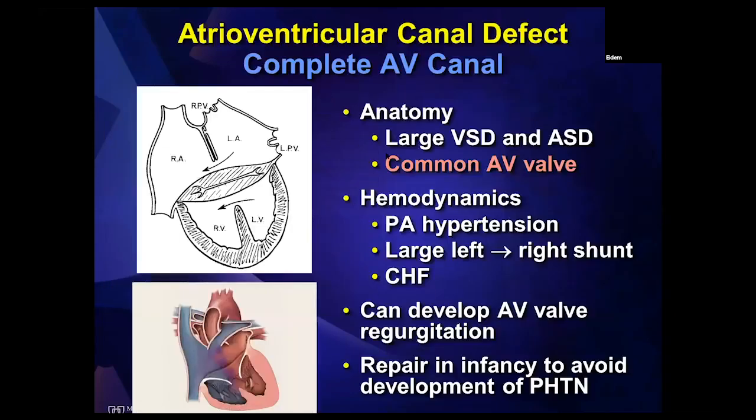So when we look at a complete canal, we have a large VSD, a large ASD and a common AV valve. These patients typically will have a large left-to-right shunt in the first year of life and go into congestive heart failure. Patients may continue to have elevation of their pulmonary pressures, particularly babies and young children with Down syndrome, so we need to follow these patients closely. We operate generally within the first 3 to 6 months of age to prevent the development of permanent pulmonary hypertension. Both AV valve regurgitation as well as LVOT obstruction can develop later on, so these patients need to be followed lifelong. And again, we repair them early to avoid pulmonary hypertension.